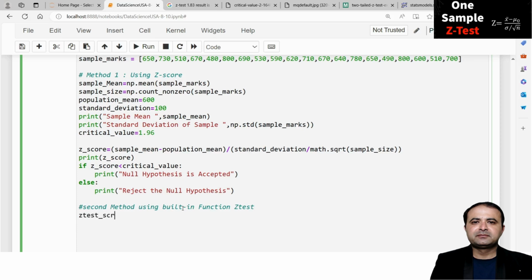Z test score, and we need the p value. If I want to use the z test, I pass the sample marks only, that's it. And the population mean value I have there, already given.